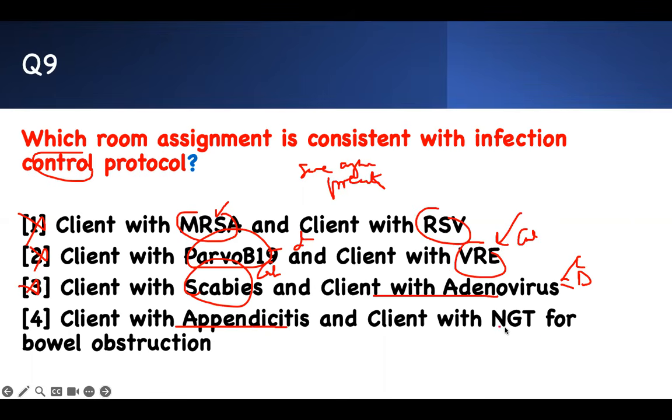Appendicitis patient and the client with what? Bowel obstruction. This one had surgery. It is just an obstruction. They cannot infect each other. So we are good. This is not infectious just by having NG tubing. So this assignment is consistent with infection control protocol.